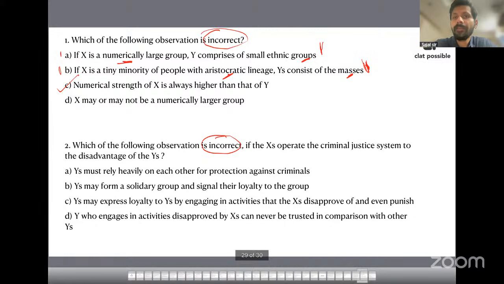Let's look at D. X may or may not be a numerically larger group. Yes, that is correct, not incorrect. So this is also out. We're looking for something that is incorrect. Option C is correct. C is the correct option for being incorrect.